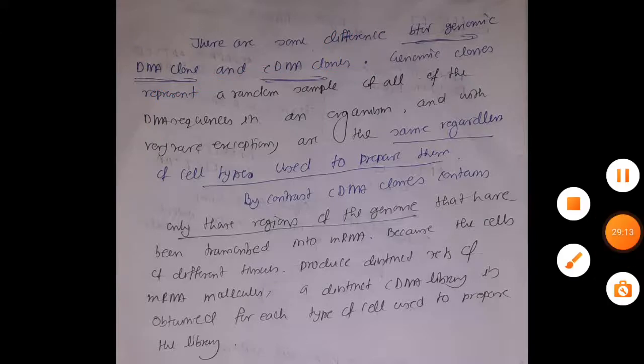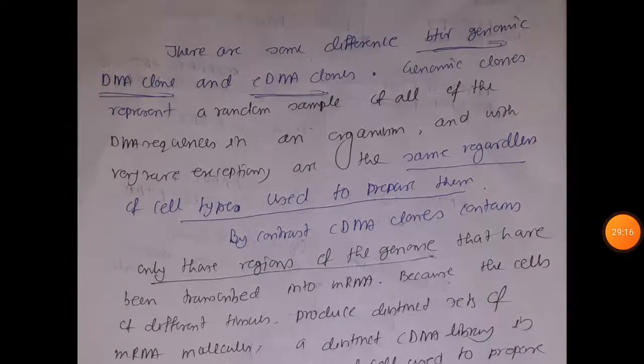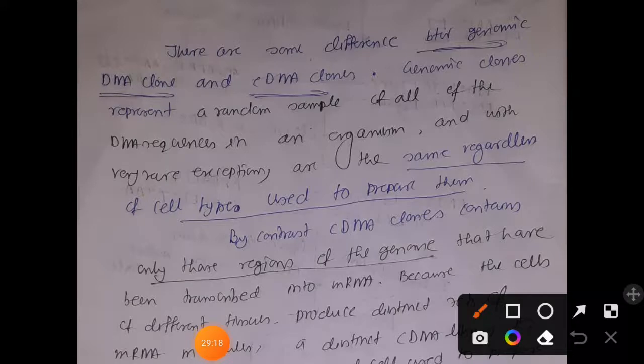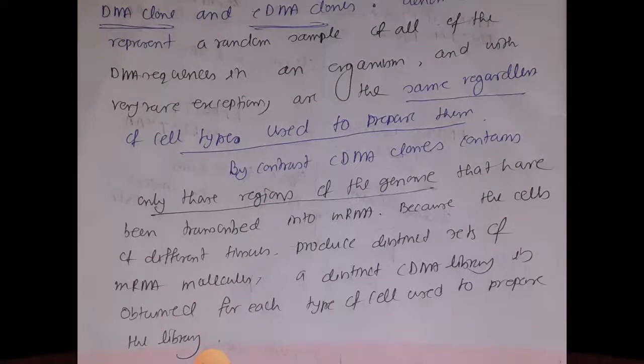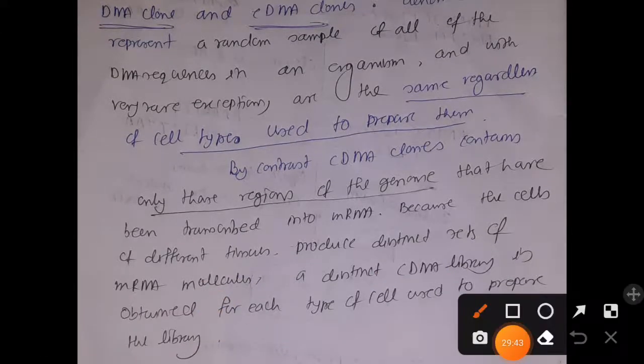So let us read the concept again, then it will be super clear to you. There are some differences between genomic DNA clones and cDNA clones. Genomic DNA clones represent a random sample of the entire DNA sequence in an organism, and with very rare exception are the same regardless of the cell type used to prepare them. That means with the help of a single kind of cell, we can construct a genomic DNA library which will represent the entire organism.